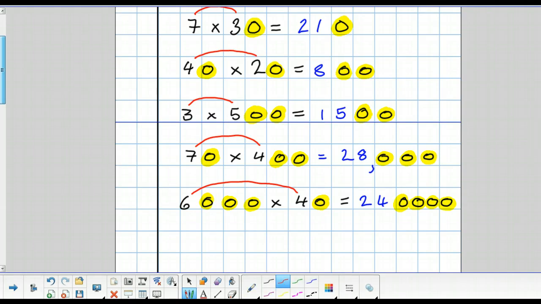Now let's put our comma in. So it's every 3 from the right. Now a comma, in maths as in English, represents a pause in our pronunciation. So it's 240, pause, 000. 240,000.